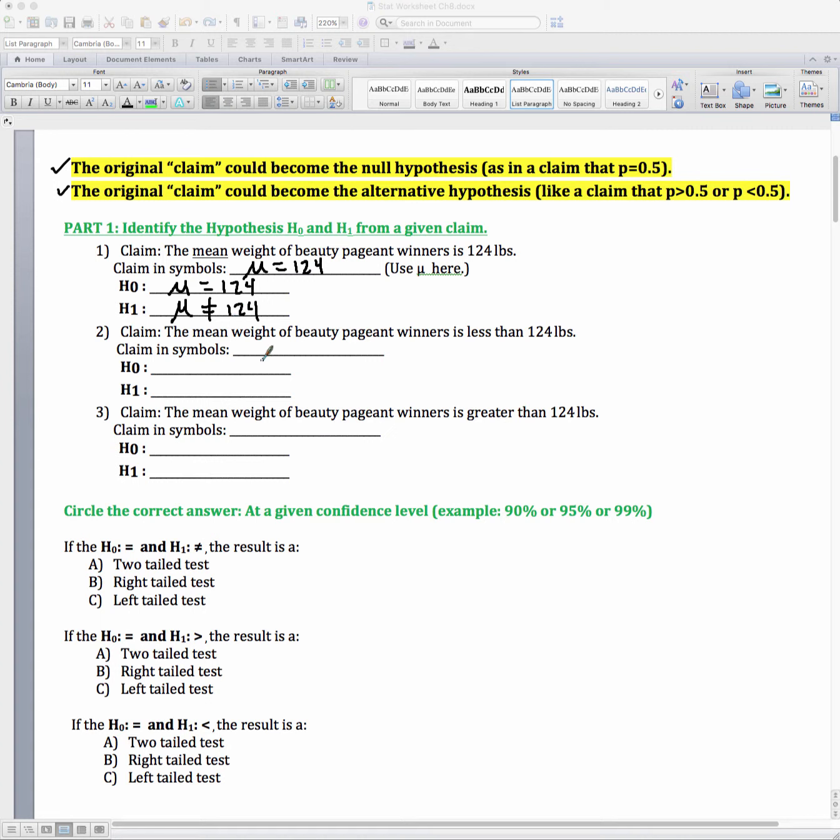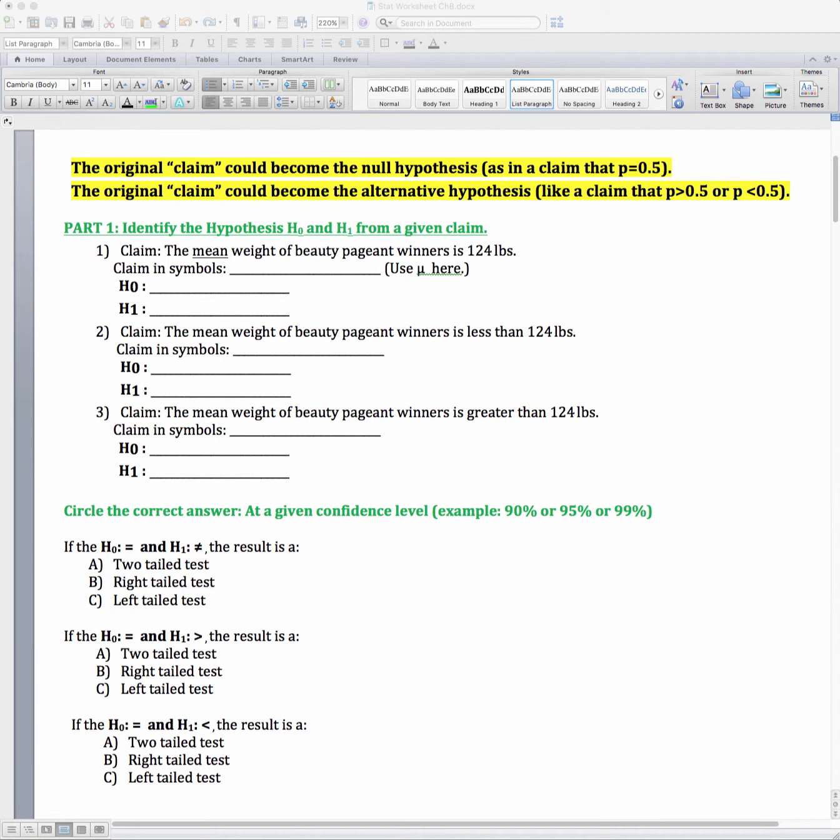Okay, so now the claim is that you're less than 124. Since the alternative always gets the less than, we put that down here. And we're going to keep the null at 124. Now the last one is greater. This is direction, greater. That's a greater than sign. So, greater than 124. And your null is that it's equal to 124.